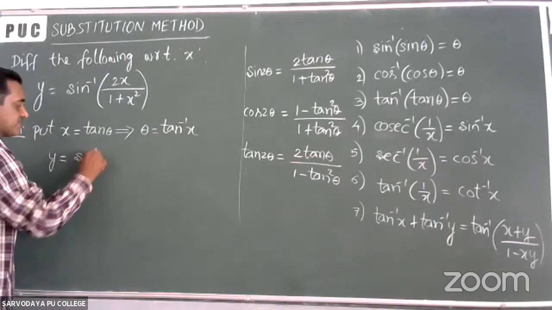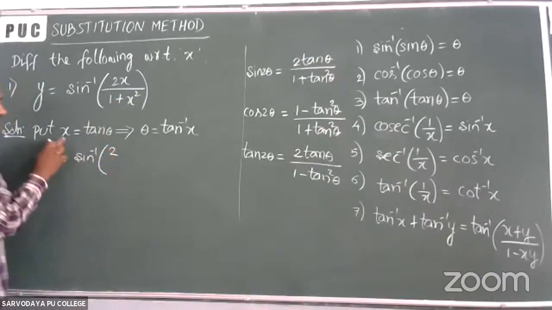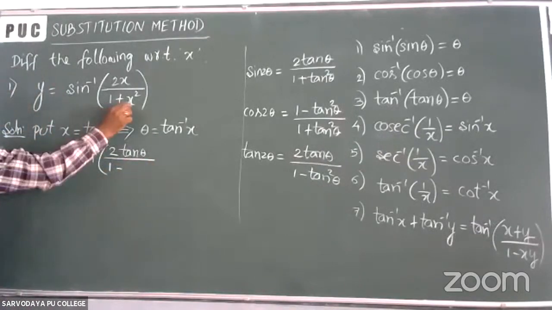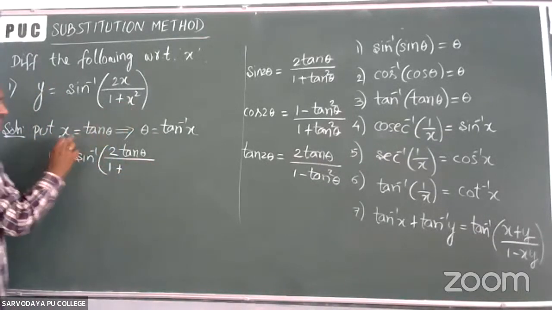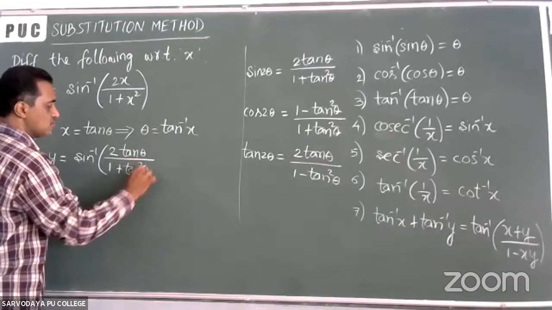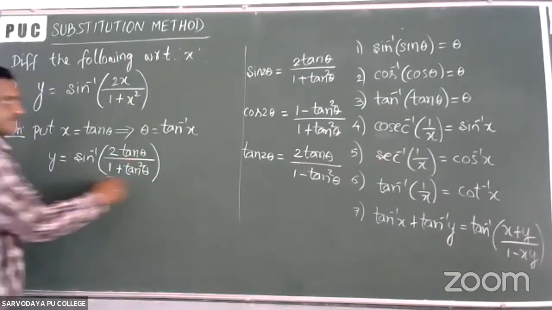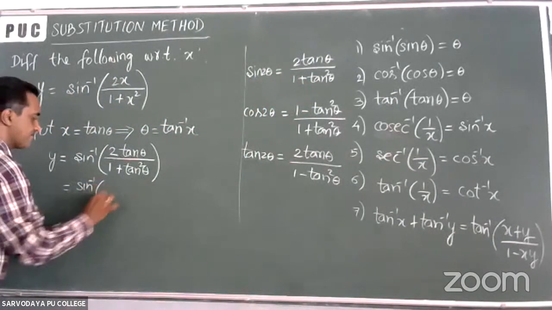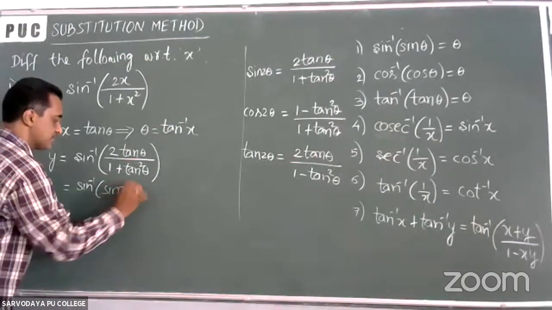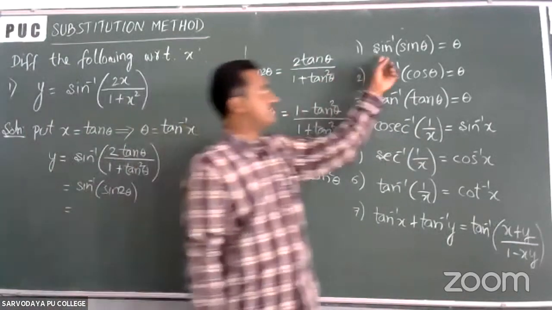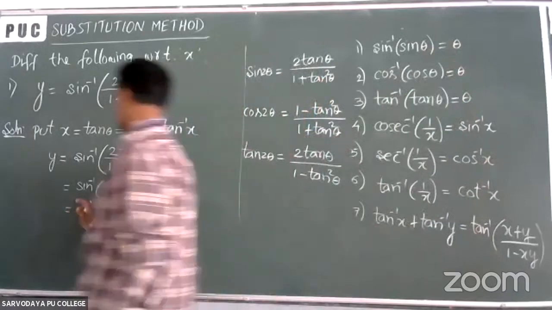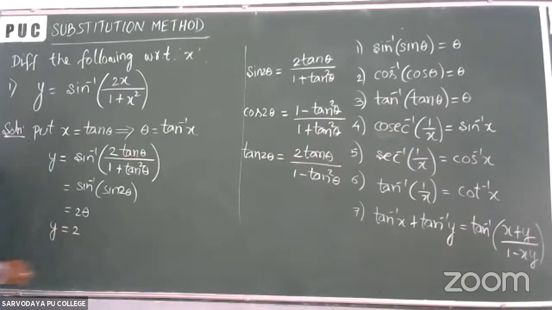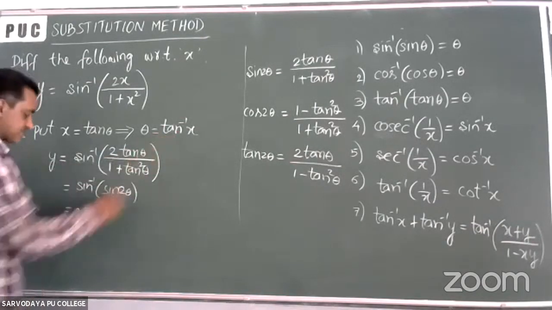So sin inverse of 2 into tan theta divided by 1 plus tan square theta. Which formula are we using here? sin 2 theta. So using this formula, sin inverse of sin theta is theta. Sin inverse of sin 2 theta is equal to 2 theta. Y is equal to 2 into theta, which is tan inverse x. Replace that one.